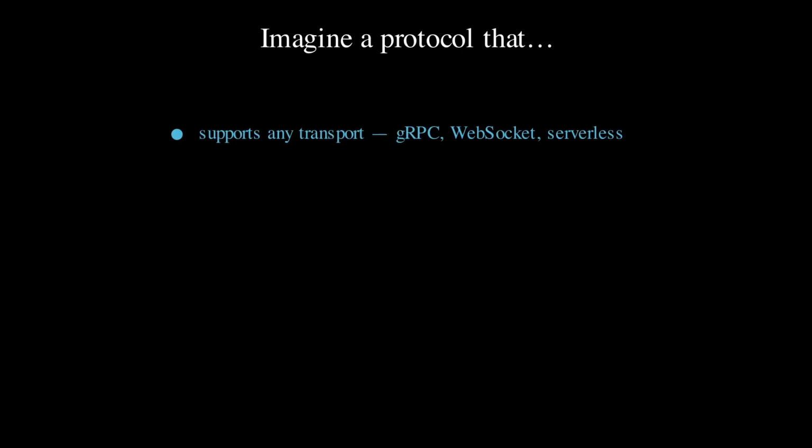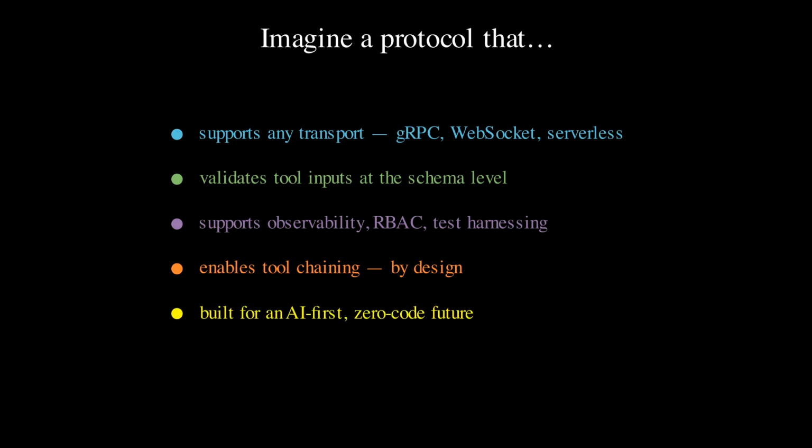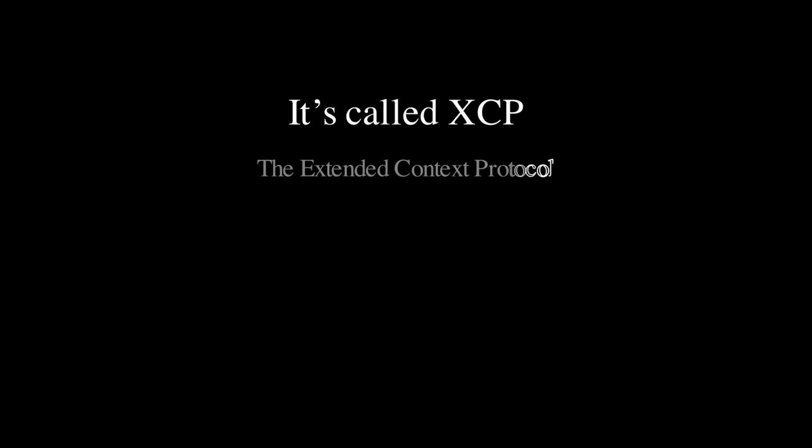Introducing XCP, the Extended Context Protocol. So what do we do with these limitations? Should we keep hacking around them forever? Or is it time to rethink the foundation itself? Imagine a protocol that supports any transport, gRPC, WebSocket, serverless, a protocol that validates tool inputs at the schema level, that supports observability, RBAC, test harnessing, and even tool chaining. By design, a protocol built for the AI-first, zero-code future we're heading toward. I'm working on that vision right now. It's called XCP, the Extended Context Protocol.